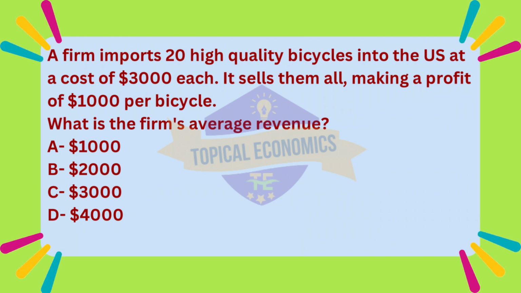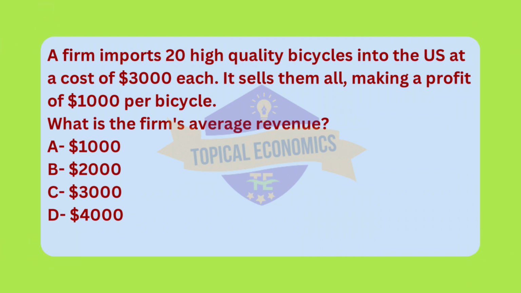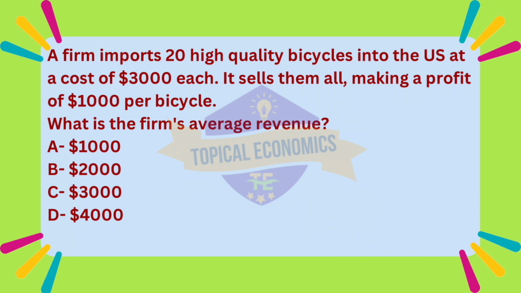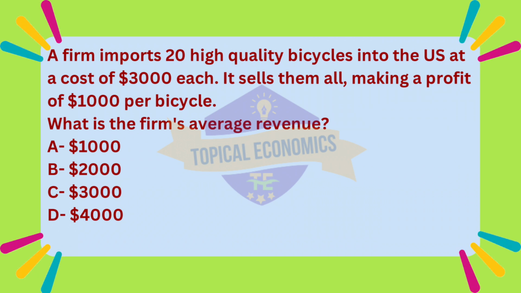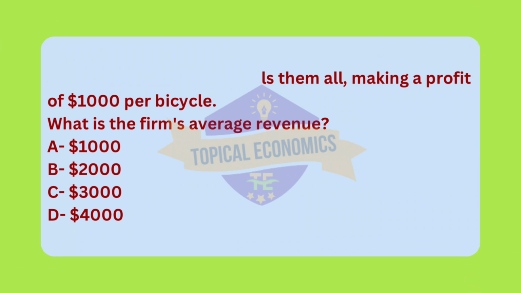Since the firm sells all 20 bicycles, the total revenue from the sale is $4,000 per bicycle times 20 bicycles, which totals $80,000. Average revenue, which is the revenue per unit sold, is simply the selling price per bicycle, which is $4,000. Therefore, the correct answer is D, $4,000.